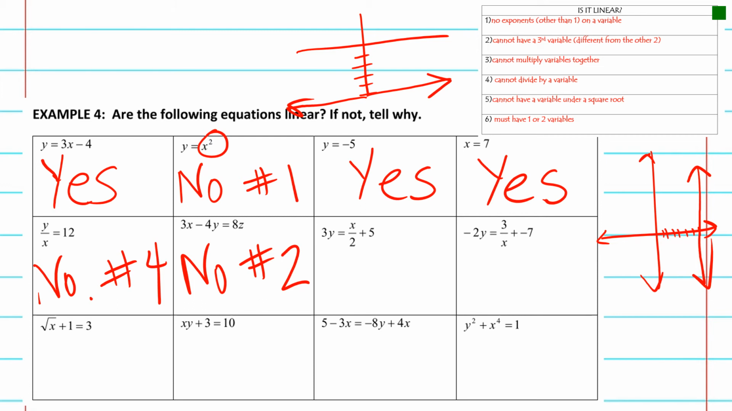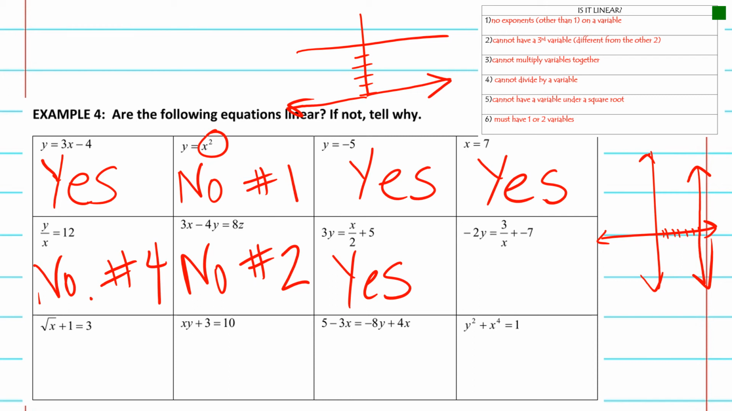All right, moving on to number 3. Okay, rule number 1, I'm okay with that. I don't have 3 variables, so I'm good with rule number 2. I haven't multiplied them together, so I'm good with rule number 3. I didn't divide by a variable. I divided by 2. That's okay, but I can't divide by a variable. I can't have a variable under a square root, and I have to have 1 or 2. So this one's good. This one's yes. This is a line.